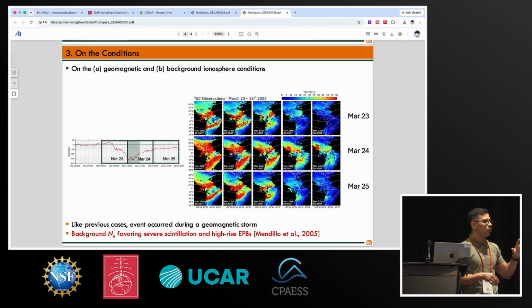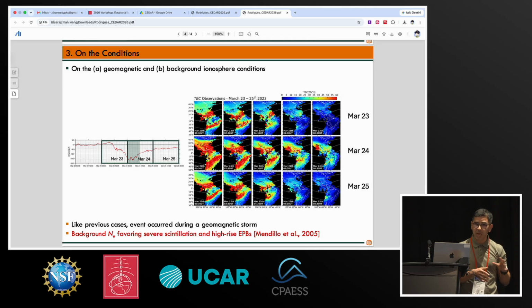And that also keeps maintaining the bubbles alive and allowing them to propagate to very high altitudes, following some of the work that Mendillo and then Jonathan Krall and Joe Huba did, that you need to have large background densities in the topside to allow those bubbles to reach very high altitudes. So that's what we saw.